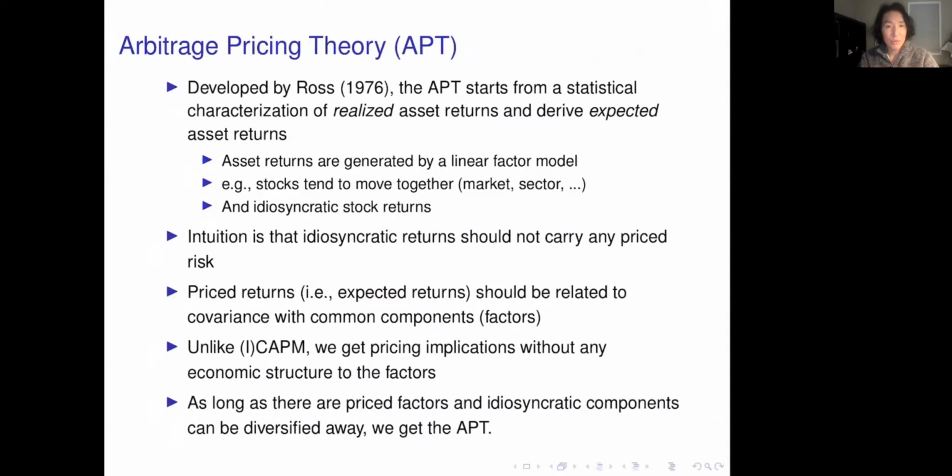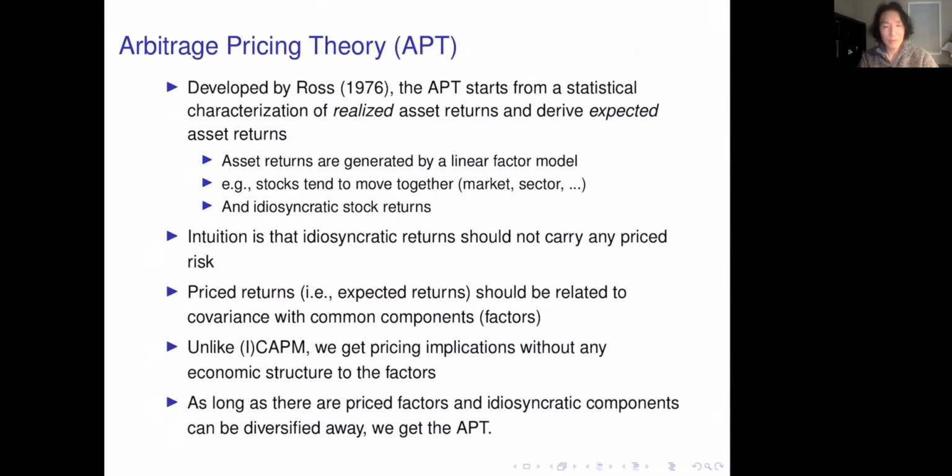The main intuition here is that the state variables that affect investors' future wealth should also be priced. Then we're moving on to the arbitrage pricing theory, APT. It was developed by Steve Ross. And the APT starts from a statistical characterization of the realized asset returns. So there's a big difference between APT and ICAPM. ICAPM originates from the economic representation of the stochastic discount factor, whereas APT does not rely on such economics.